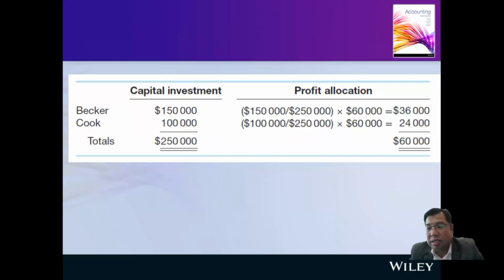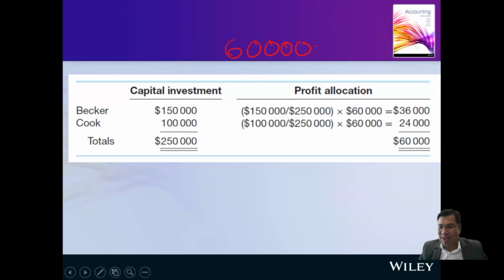We have two partners. First is Becker. His capital investment is 150,000. Whereas for Cook, the capital that he contributed is 100,000. So the total amount of capital contributed by both partners is 250,000. So this is the total. So when the business makes a profit of 60,000, how are we going to divide this?